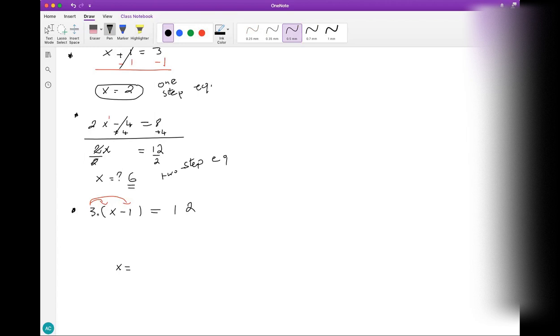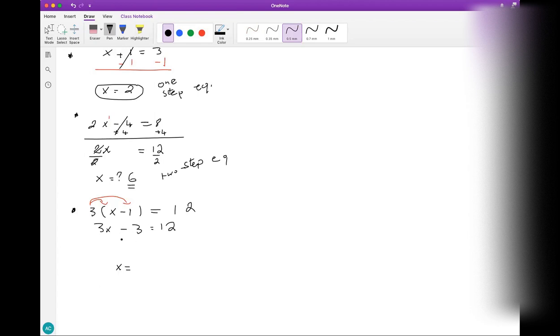Distributing just means multiplying. So 3 times x, that's 3x. 3 times negative 1, that's negative 3. Then we have 12. Once we clear the parentheses, it looks like this. Okay, so we're just going to follow 2 more steps and we'll have our solution.